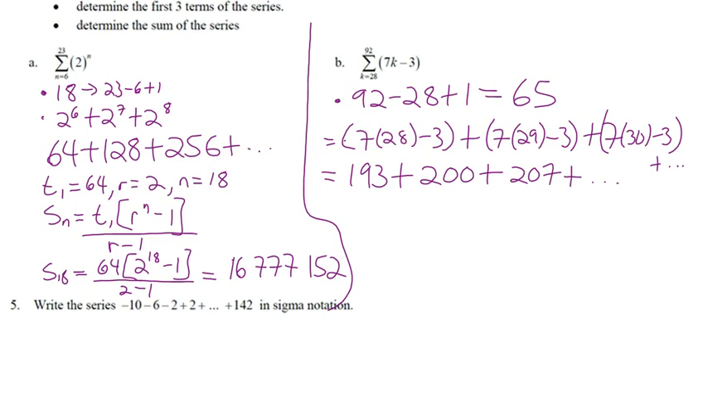Okay, so generally three terms of a sequence should be enough for us to tell arithmetic, geometric, or neither. So this is arithmetic. So what's T1? What's D? What's N? Okay, and S sub N is the question mark. Which formula are we going to use?